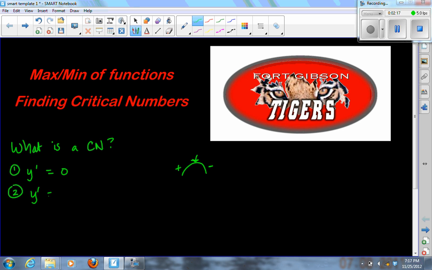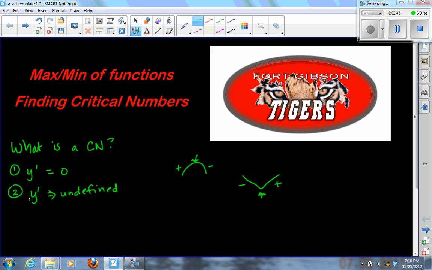Maxes or mins could also occur when the derivative is undefined. Remember, undefined, there's certain places where you can't take a derivative, such as maybe a sharp turn. And so here a derivative is negative, here a derivative is positive, but right here you do have a min, it's just that you can't take the derivative there. So that's why this min wouldn't show up under case 1.